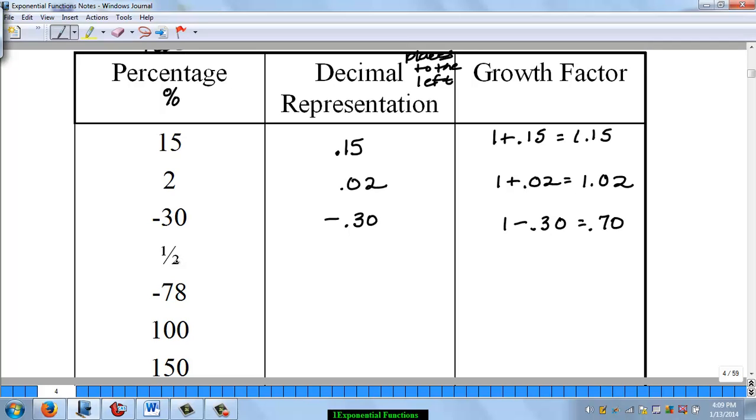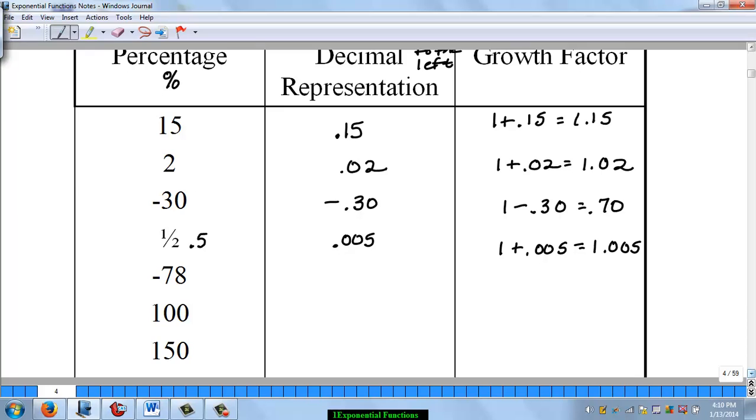I have a half here, which is 0.5. If I move that 2 places to the left, that'd be 0.005. So 1 plus 0.005 is 1.005. Negative 78, negative 0.78, 2 places to the left. 1 minus 0.78, because if I add the rate and the rate is negative, it turns negative. That comes out to be 0.22.